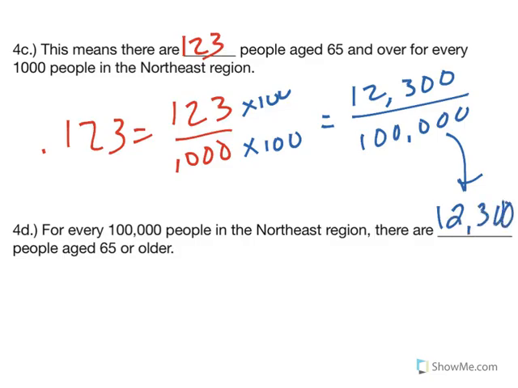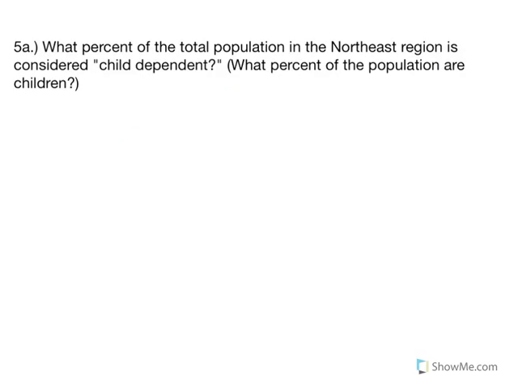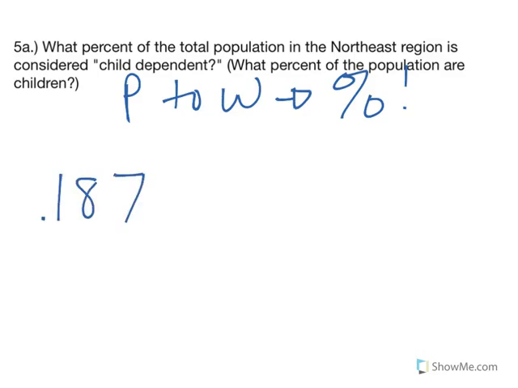Now, if you look at the last three answers for the D, 2D, 3D, 4D, and you added those together, you would get 100,000 because we've broken our total population into three groups. So those three groups put together would give us our total population. Now, 5. What percent of the total population is considered child dependent? Meaning, what percent of the population are children? Because we have part to whole ratios, we can write those as percents, right? Don't forget that. So our child, we found that 0.187 of the population was children.